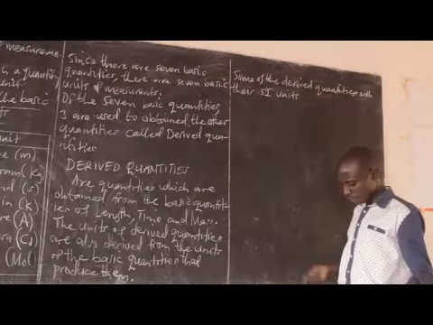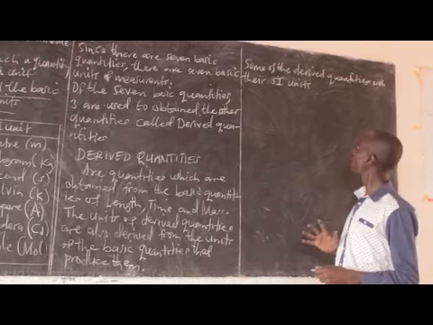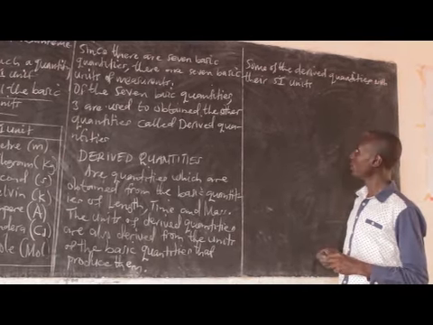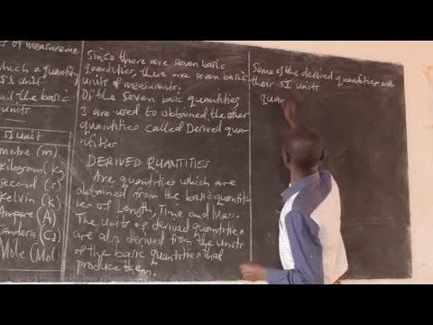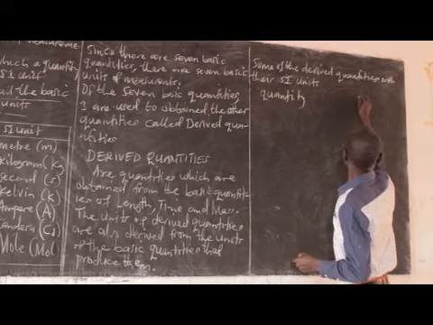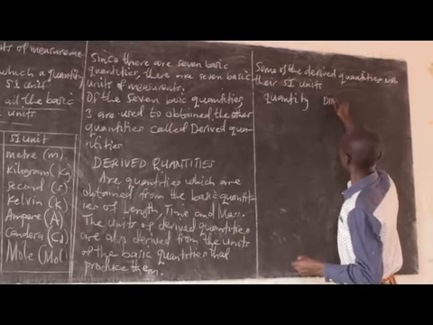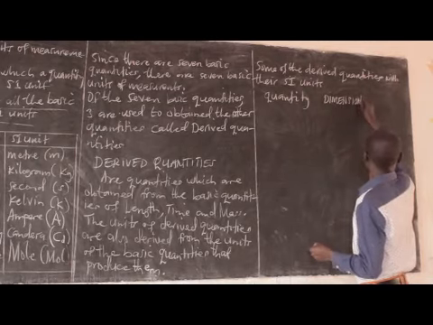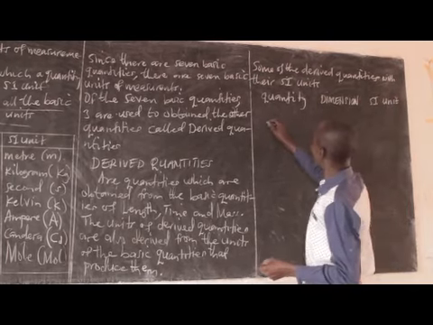There are very many derived quantities. We cannot look at all of them. We're going to look at some of the derived quantities with their SI units, and see how we derive them together with their SI units. It will be by means of a table. This is quantity. Then I can talk about its dimension or expression, kind of its formula. And SI units.